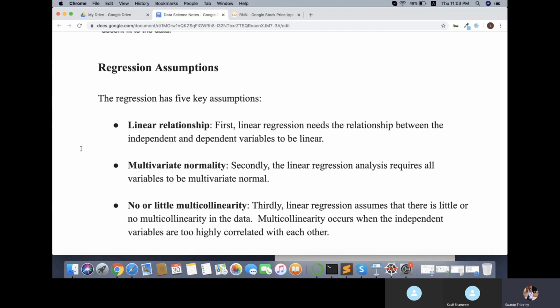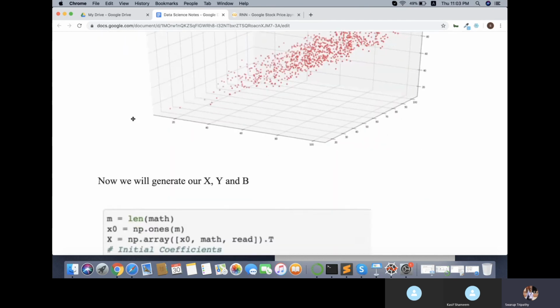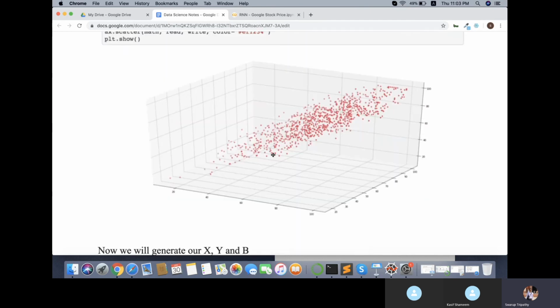It doesn't give you proper predictions. If you remember, we took both the variables and plotted our math and read in a 3D plot, and we saw that both math and read are completely linear to your dependent variable, that is write. They are very much linear.